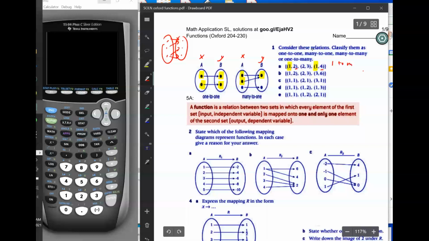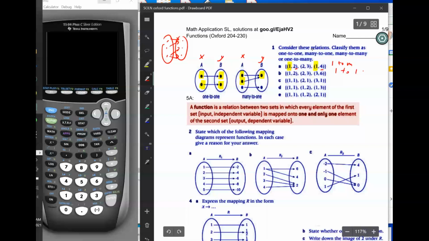Okay, and then the next one, I'm going to do the same thing. I'm going to check to see if there are any repeats in the X's, 1, 2, 3. No, there's not. See if there are any repeats in the Y, 2, 3, 6. No, there's not. So this would just be, you know, the 1 maps to a single number, the 2 maps to a single number, the 3 maps to a single number, and 2, 3, 6 are not repeated. So there are no yellow highlights here, so that would be a one-to-one mapping.